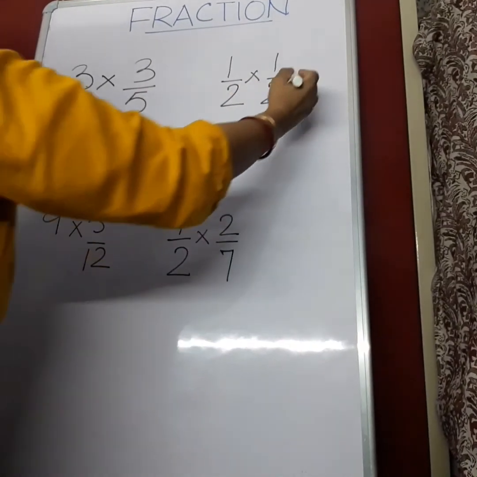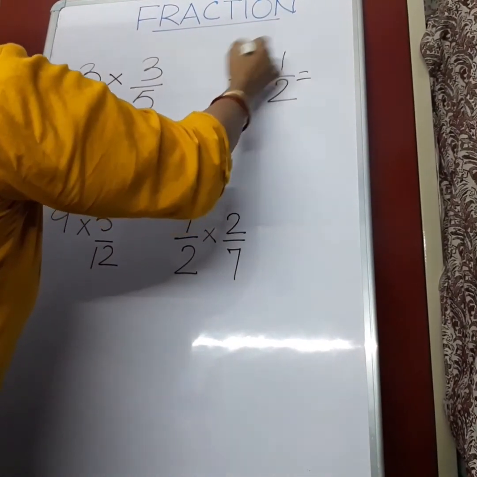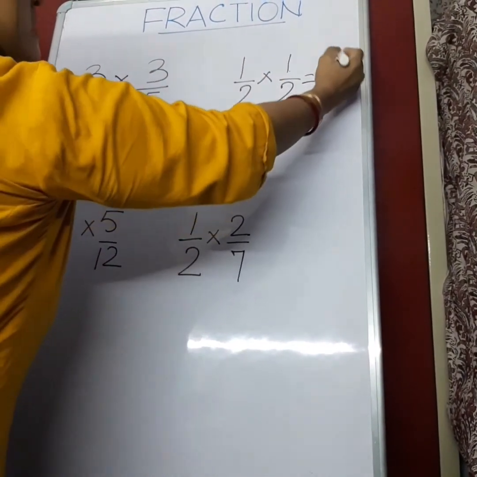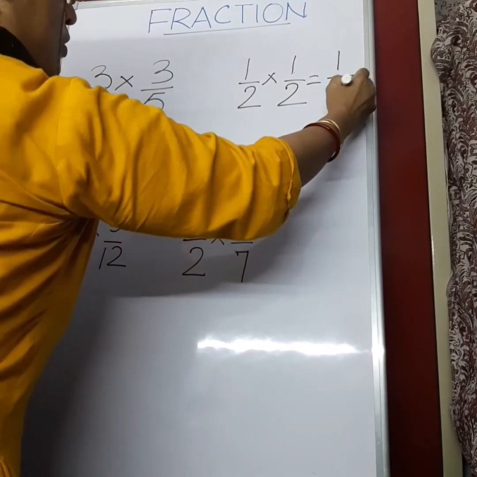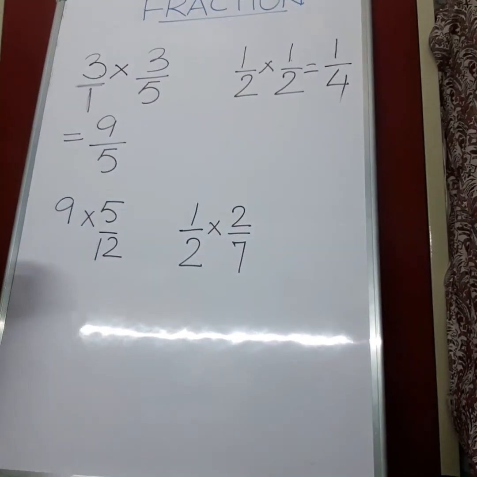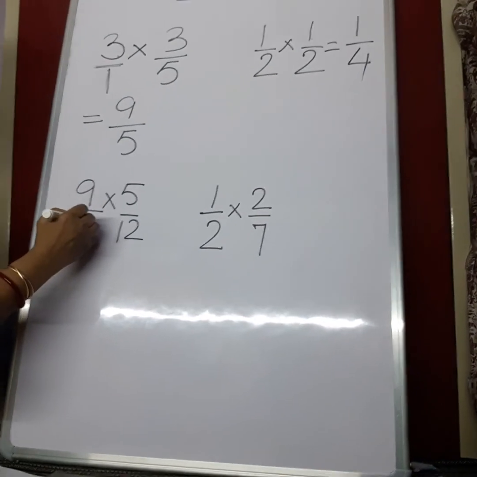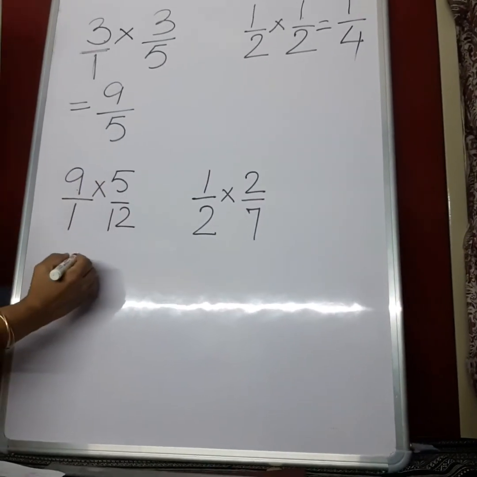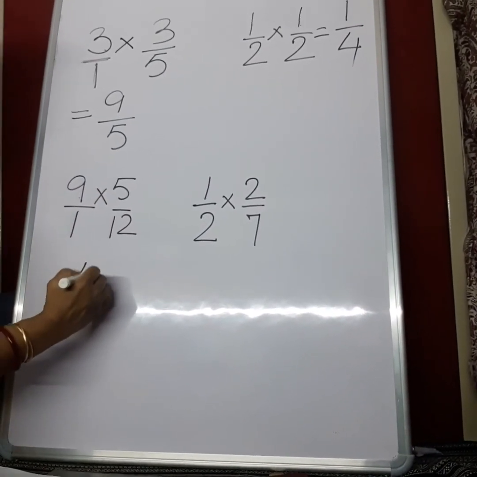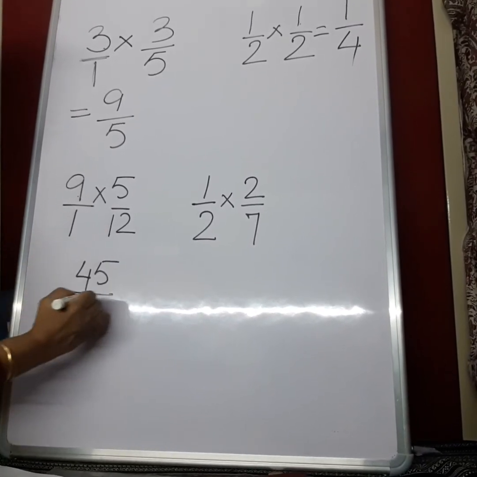Here it will be multiply numerator by numerator. So 1 1s are 1 and 2 2s are 4. Here again there is a whole number, so we are putting 1 over here. 9 5s are 45 and 1 12s are 12.